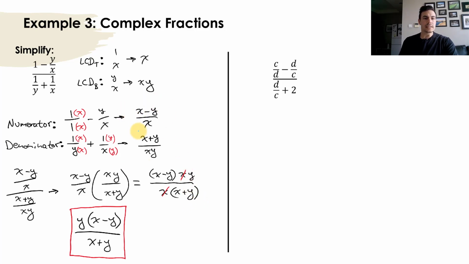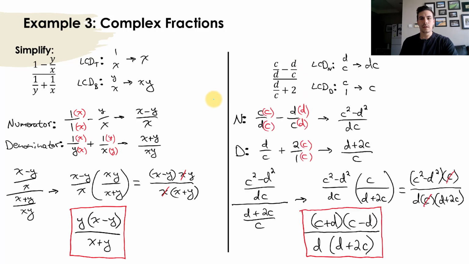Okay, so using this exact same process, go ahead and see if you can simplify, pause the video, see if you can simplify this complex fraction here on the right. All right, here is the process for that. We should end up with c plus d times c minus d all over d times d plus 2c. Okay, so let's move on to our last example slide.